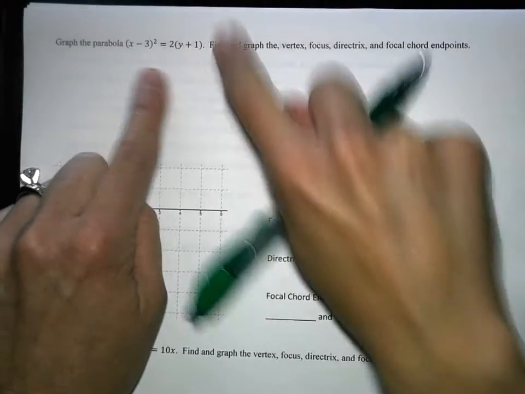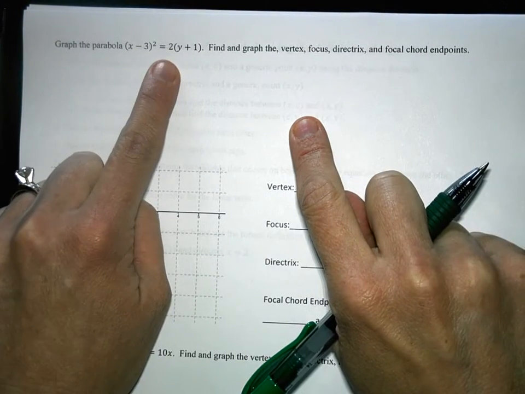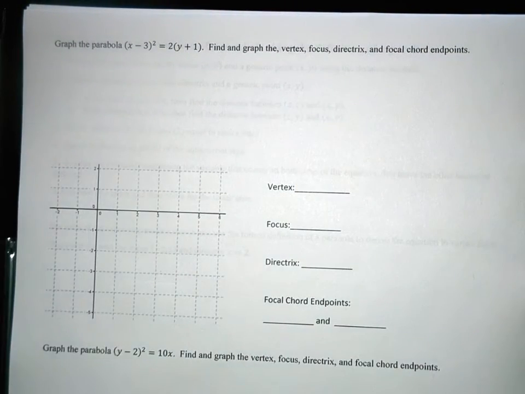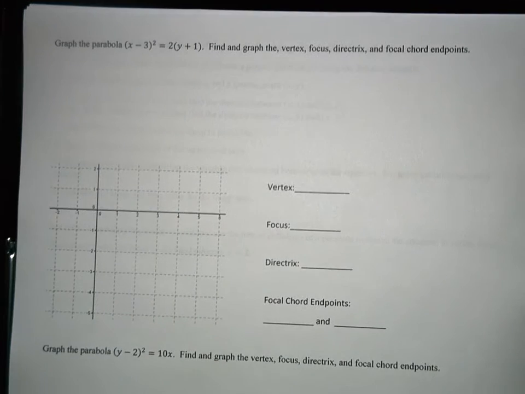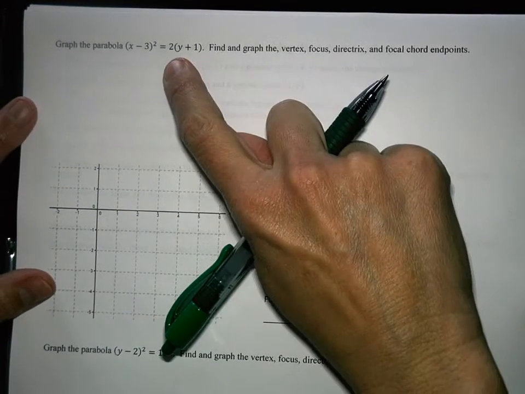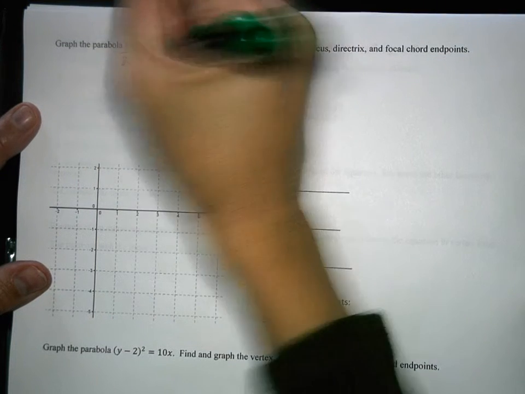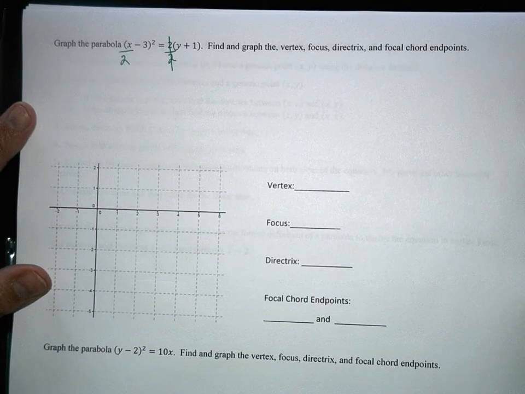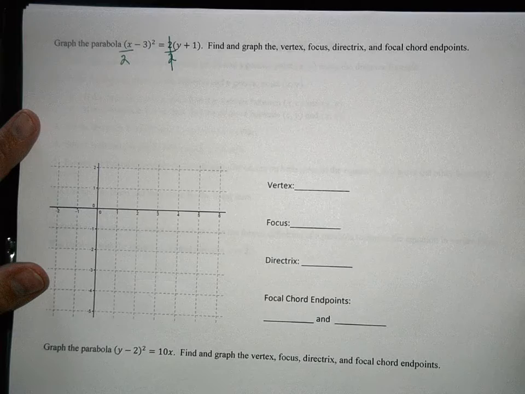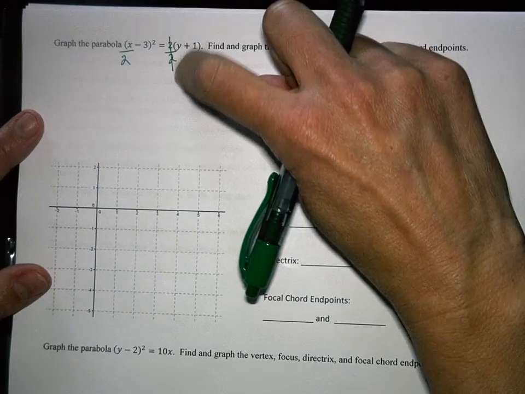Anytime you have something like this, we want to get the y by itself. Okay, and so the easiest thing to do first is divide by 2 to both sides. If you want to distribute the 2 and do it that way, you can. You'll end up with the same answer. But for me, it's easier, I think, to divide by 2.